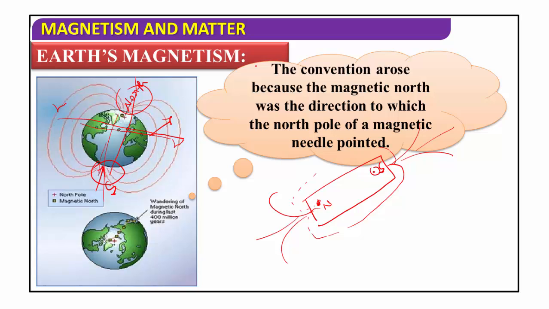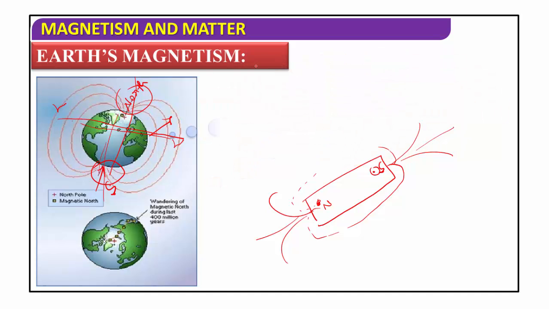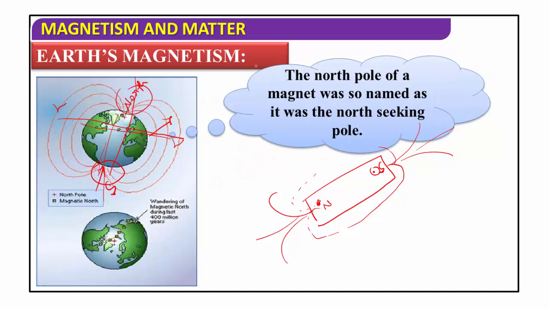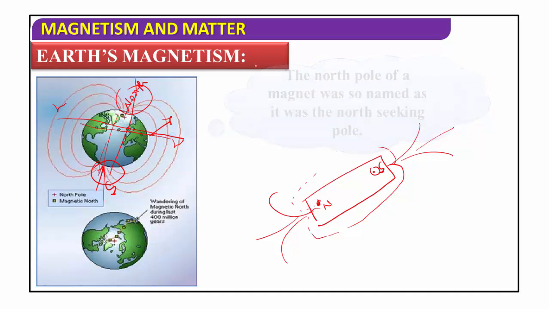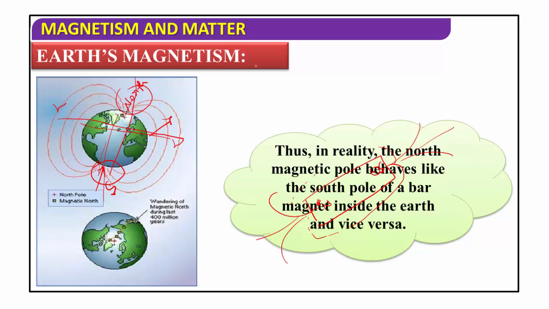The convention arose because the magnetic north was the direction to which the north pole of the magnetic needle is pointed. The north pole of the magnetic needle is pointed, and the north pole of the magnet was so named as it was the north seeking pole. And in reality the north magnetic pole behaves as the south pole of the bar magnet. It is a very interesting concept.